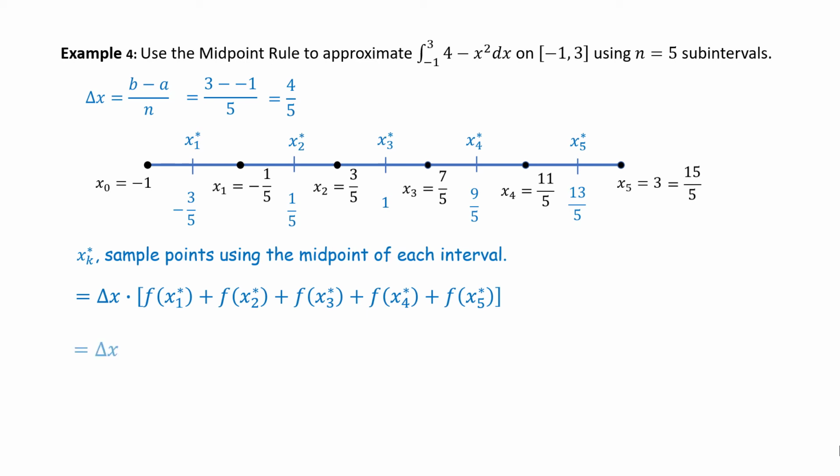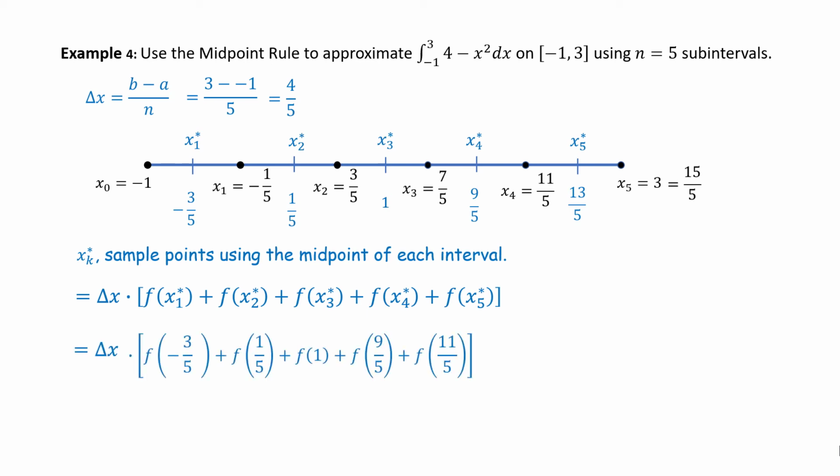Delta x times, and for the x sub 1 asterisk, we'll put in -3/5. For x sub 2 asterisk, we replace that with 1/5. For x sub 3 asterisk, replace it with 1. For the next sample point, we computed that as 9/5, and the 5th sample point, 13/5. Use your calculator and approximate each function value to 2 decimal places.